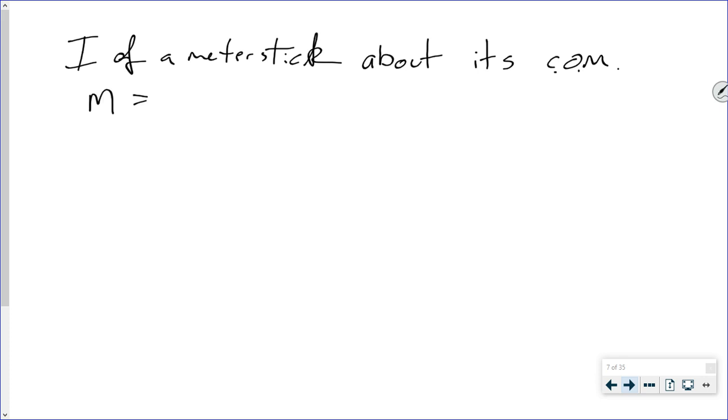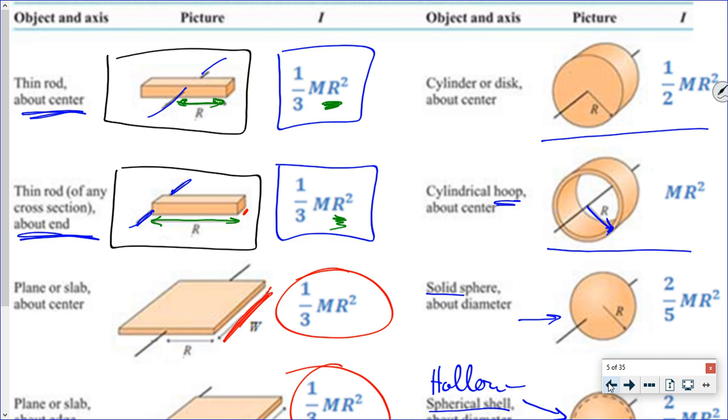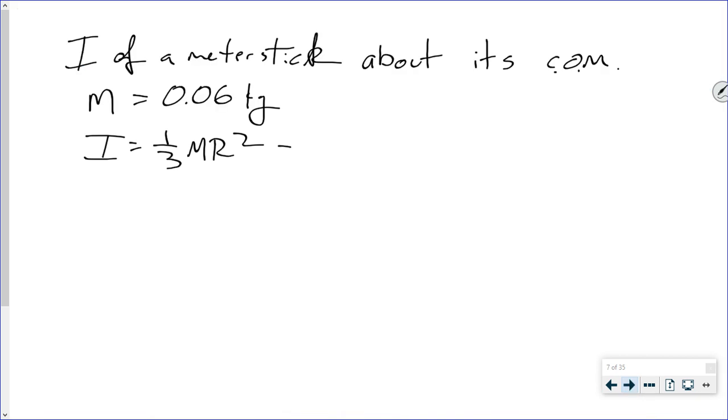And the mass of a meter stick is usually about 60 grams, so we'll call that 0.06 kilograms. So I is 1/3 mr squared, because a meter stick is going to be this guy, right? And it's about the center of mass, which runs through the middle, so 1/3 mr squared. Okay, so here we go. So that's 1/3 of the mass times the radius.